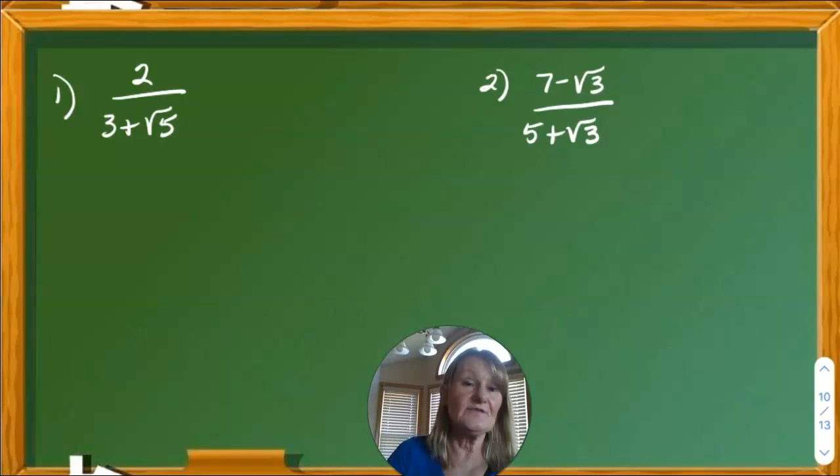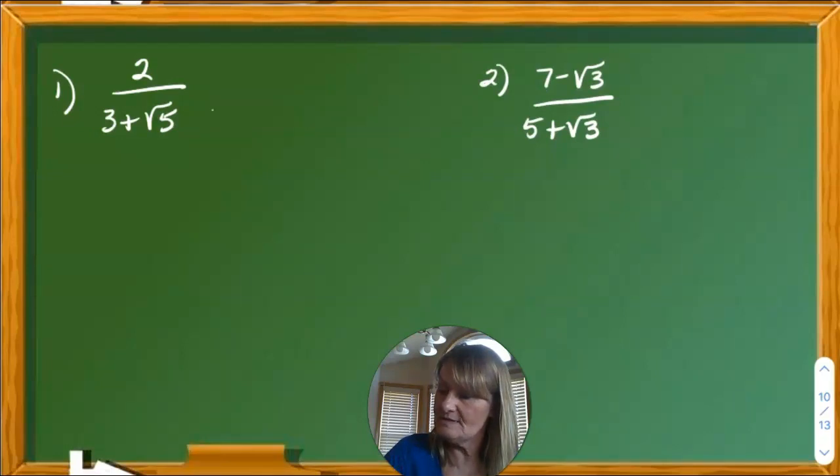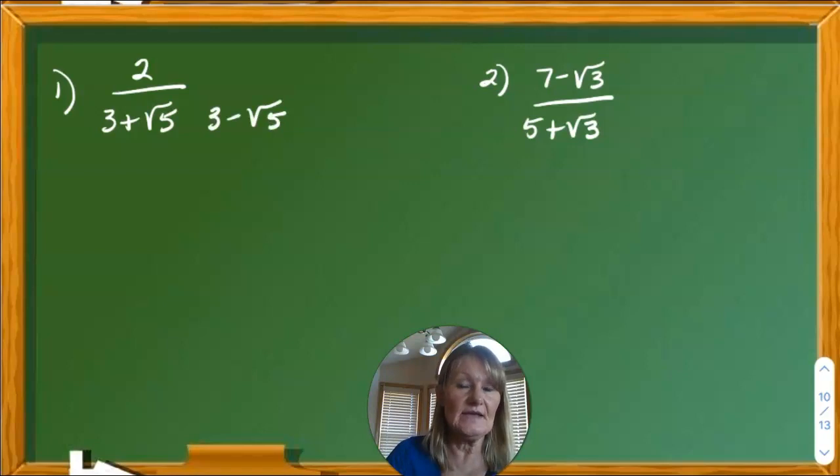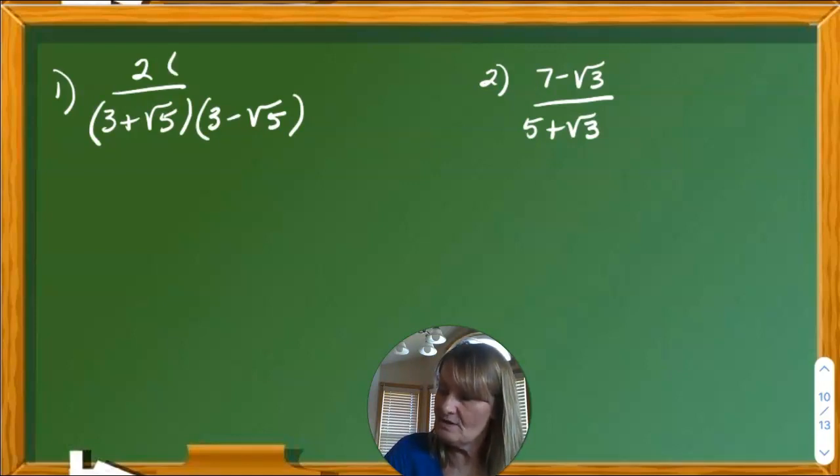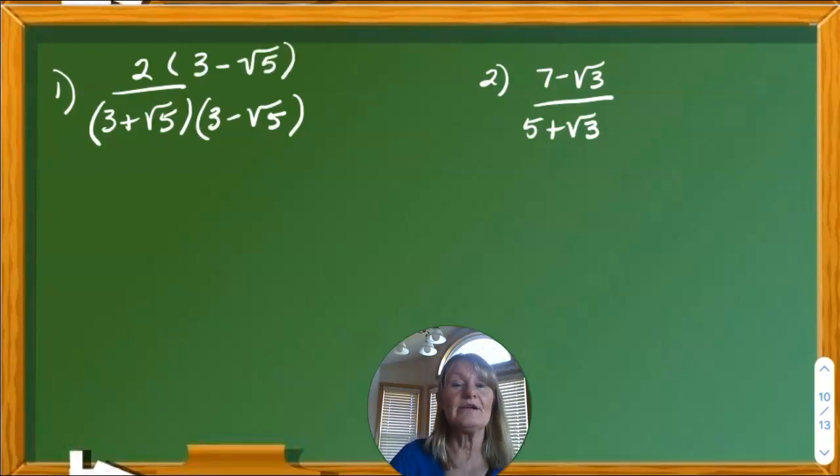Okay, so the first one is very similar to the one that we did already. Again, the first step is to find your conjugate. So in this case, it is going to be 3 minus the square root of 5. Again, remember the only thing that's different is the negative there. Now, this is going to be a multiplication. Be sure your parentheses do go around the entire thing there. And also, you must multiply your numerator by your conjugate. Okay, first step.